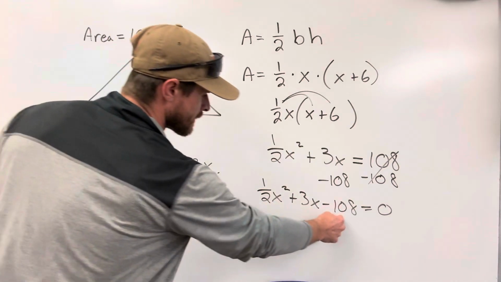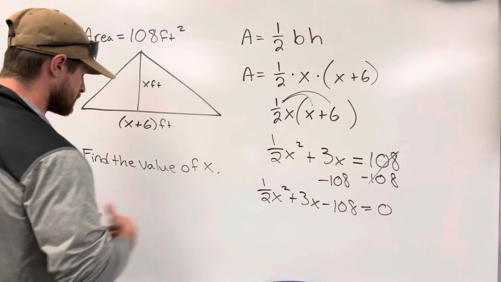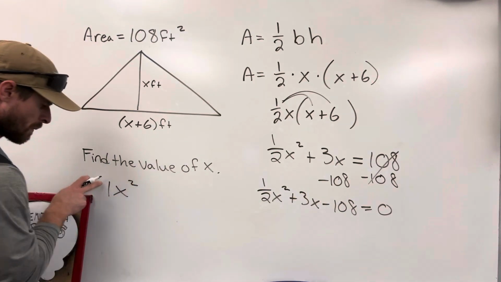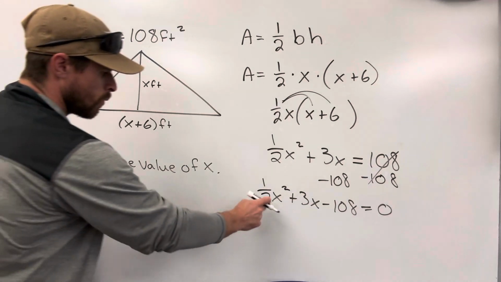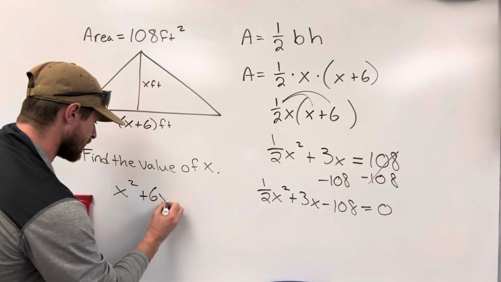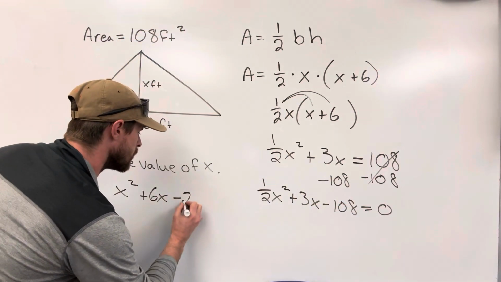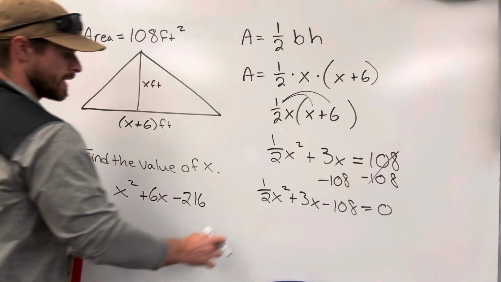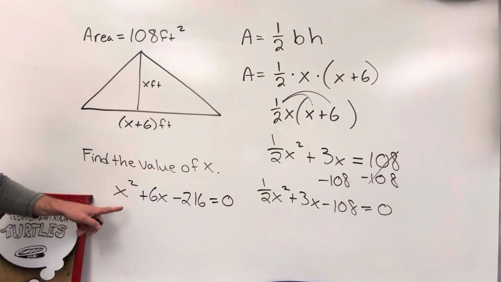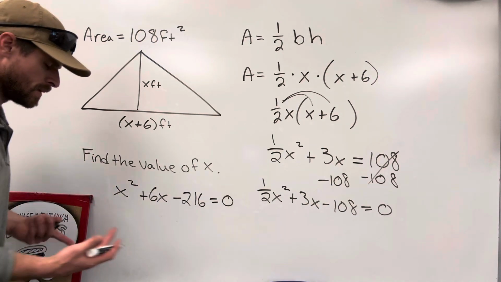So let's rewrite this equation after multiplying by 2. 1/2 times 2 becomes 1x squared. Remember, we don't need to show the 1. 2 times 3 is going to give me a 6x. 2 times negative 108 is going to give me negative 216. And then 2 times 0, we're still stuck with a 0. So now this is a much cleaner quadratic to work with. Factoring it would be much easier to do.